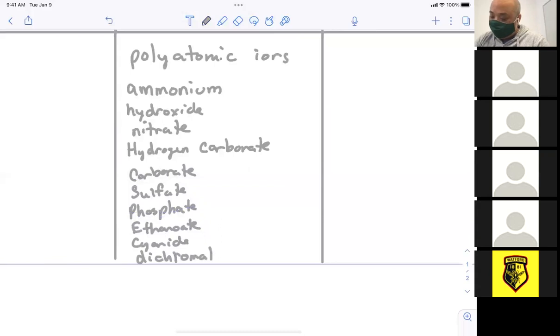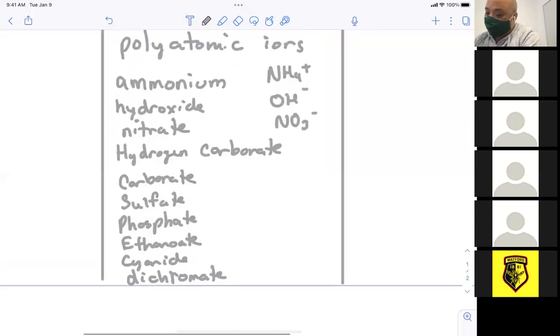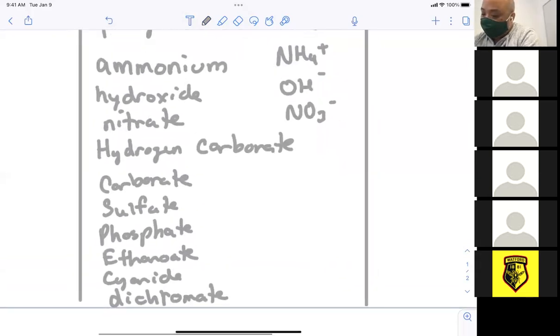Like a glove. Okay. So these are the 10 polyatomic ions you need to know naming and formula wise, and that is an expectation for the IB exam. So you have to know the formula, the charge, and the name. So ammonium, the only positive ion, NH4 plus 1 charge. Hydroxide, OH minus 1. Nitrate, NO3 minus 1. Hydrogen carbonate, HCO3 minus. Carbonate, CO3 2 minus.